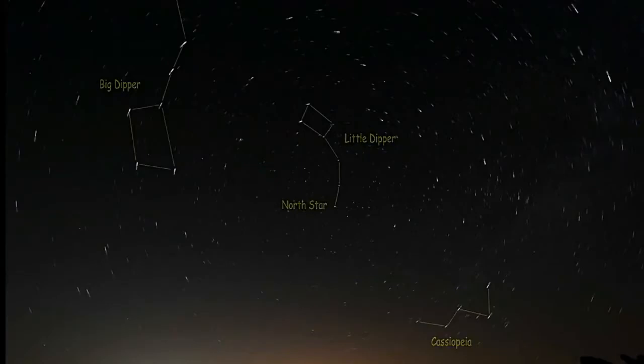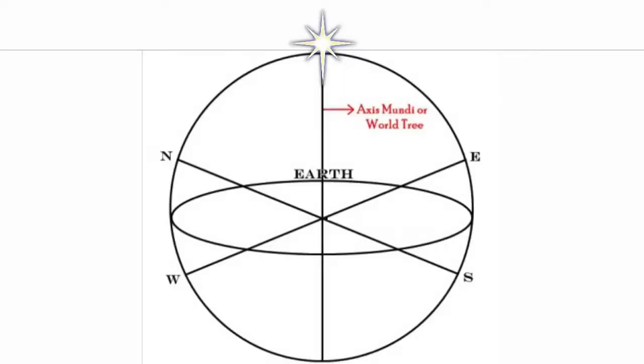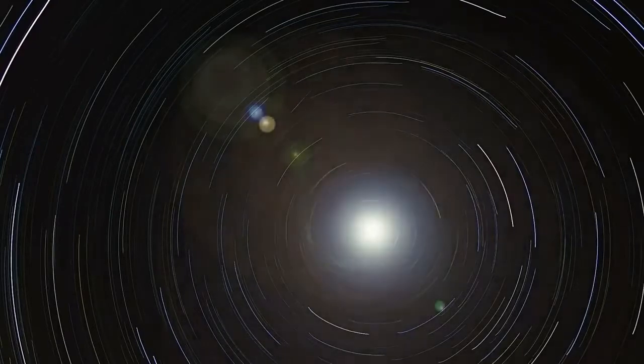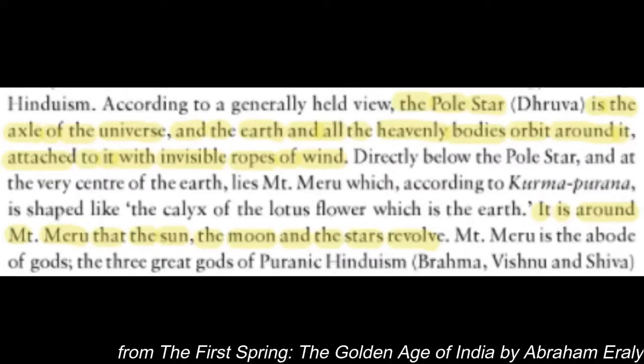The North Star Polaris remains stationary over the North Pole. Below it stands the axis mundi, the cosmic pillar Mount Meru. The North Star is a reminder of the pole's fixed energy, whereas all other stars are in consistent motion, turning like a wheel around Polaris. And I quote, "The pole star is the axle of the universe, and the earth and all the heavenly bodies orbit around attached to it with invisible ropes of wind. Directly below the pole star, and at the very center of the earth, lies Mount Meru. It is around Mount Meru that the sun, the moon, and the stars revolve."